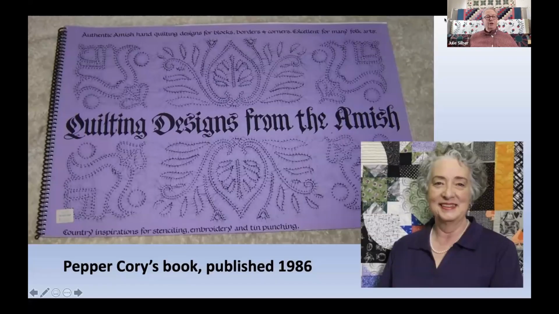Another thing I'm going to do, which I haven't had time to do yet, is look at Pepper Cory's book, which was published in 1986. It's called Quilting Designs from the Amish. I didn't have time before I got this together to go look at it, but that's going to be a resource for me to find out if she refers to the double crosshatch or triple crosshatch.